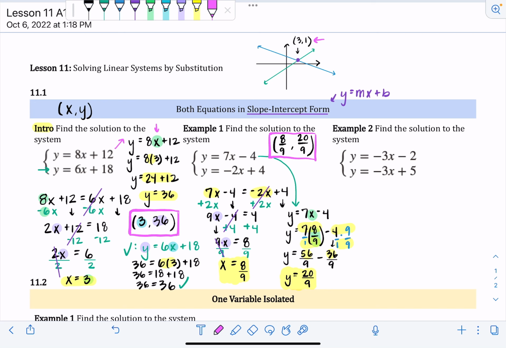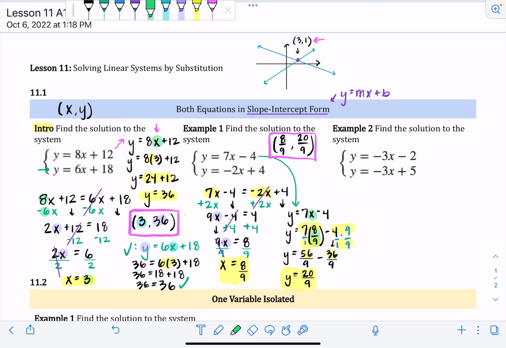Then example 2. So find the solution for the system. Same instructions each time, we're finding the solution. For example 2, same exact setup, same exact starting point, just probably a different answer, I would assume. So y equals negative 3x minus 2, and y equals negative 3x plus 5.